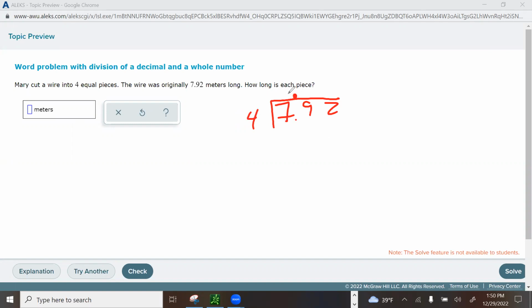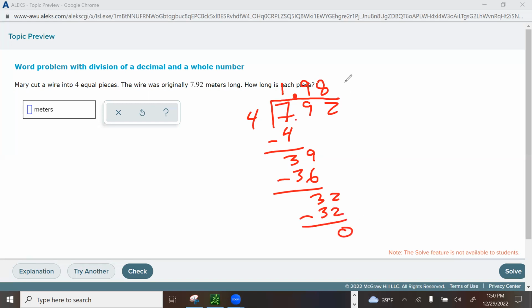So 4 goes into 7 once. We subtract, bring down the 9. 4 goes into 39 9 times. Subtract. 4 goes into 32 8 times. And so each piece is going to be 1.98 meters long. So about 2 meters, just a hair under 2 meters. And that's what I do.